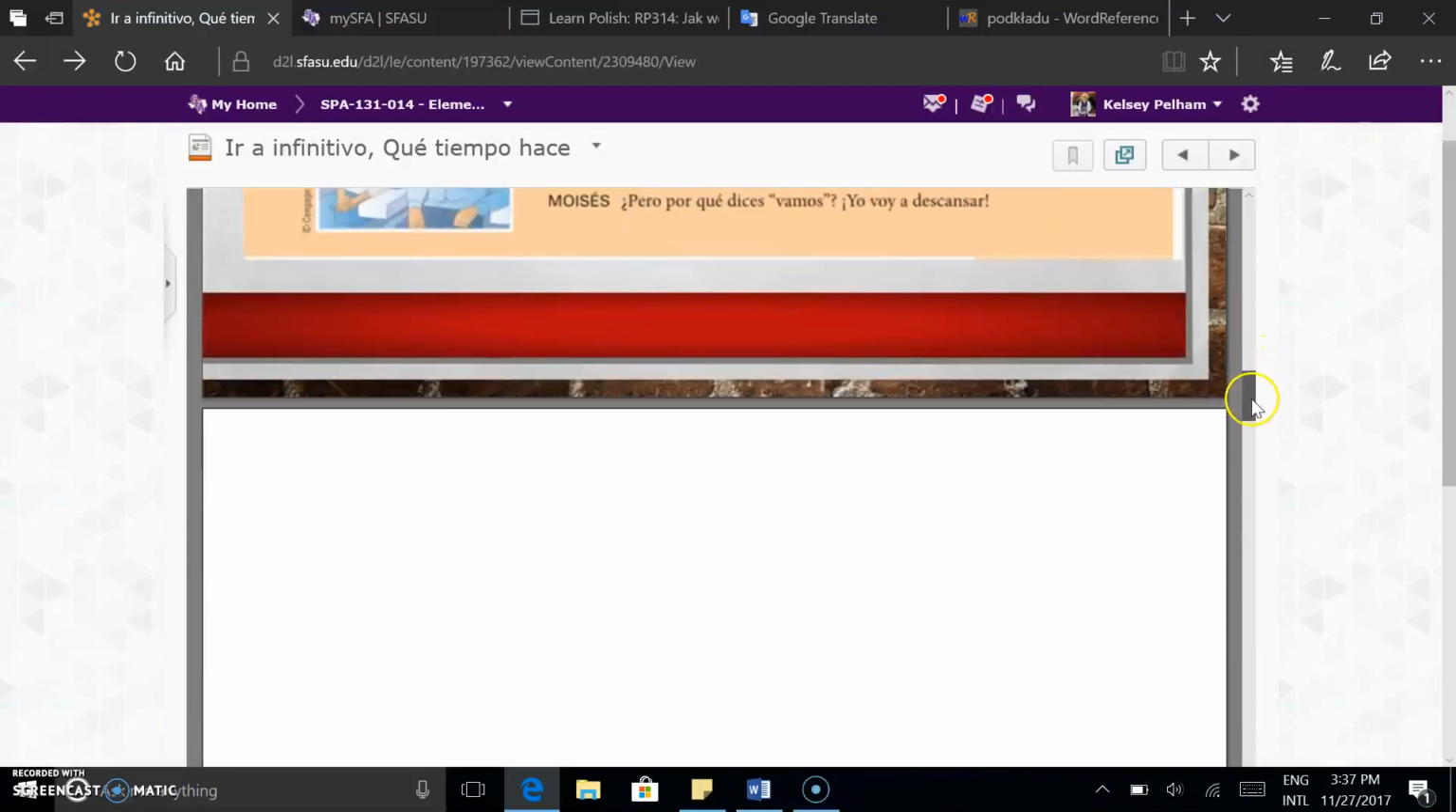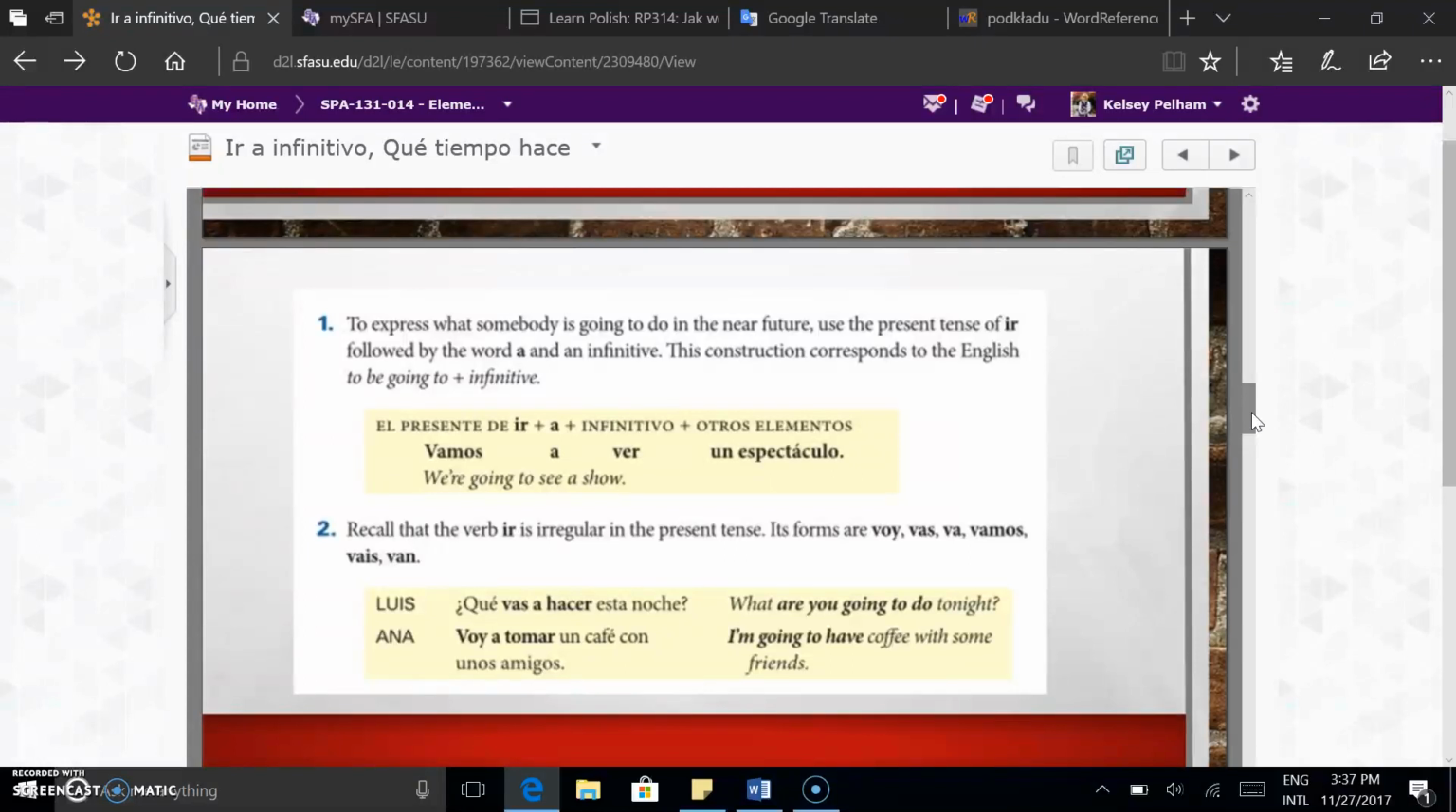Okay, so let's break this down a little bit. This is straight out of your book, and I may run out of time on this video. I'll do another one to complete it. So all we have to do here to talk about the near future is use our present tense of ir, voy, vas, va, vamos, vais, van, the word a, and then an infinitive. That means we're not conjugating the second verb. Vamos a ver un espectáculo. Recall that ir is irregular in the present tense. Okay, ¿qué vas a hacer? Voy a tomar un café con unos amigos.